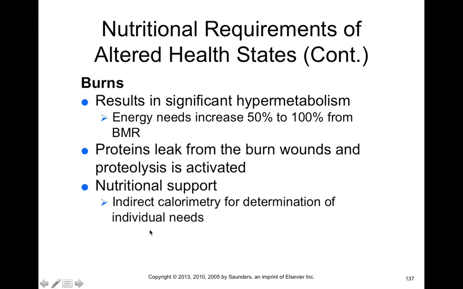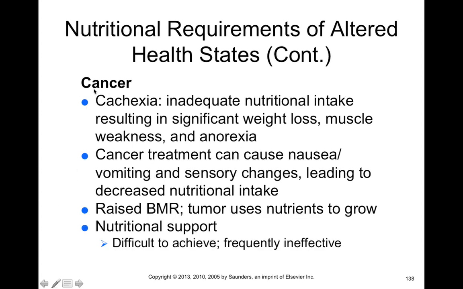Cancer also leads to cachexia, because remember we learned about how cancer cells can use up a lot of your body's energy. And with inadequate nutritional intake, it can cause significant weight loss, muscle weakness, and anorexia. The cancer treatment itself can cause nausea, vomiting, and sensory changes that can also affect nutritional intake. But due to the cancer, you're going to see that those cancer cells are so metabolically active that their basal metabolic rate's faster. The tumor uses nutrients to grow, so we're going to need adequate nutritional support.